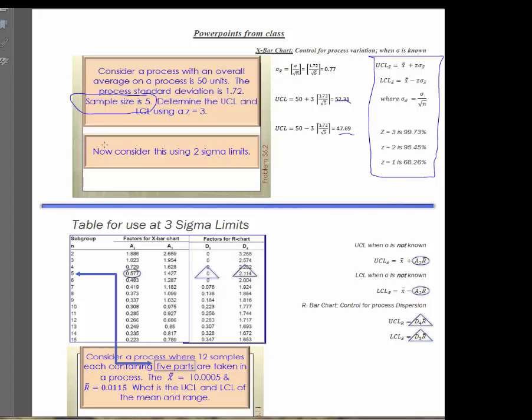Now here I say, now consider this using 2 signal limits. So what you would do is the same exact process as I have here. It's just that you would change this 3 to, of course, a 2. So I'm going to pause and let you take care of that.